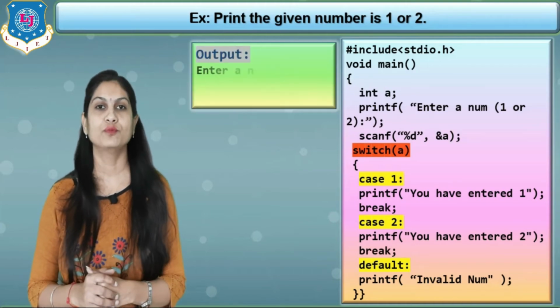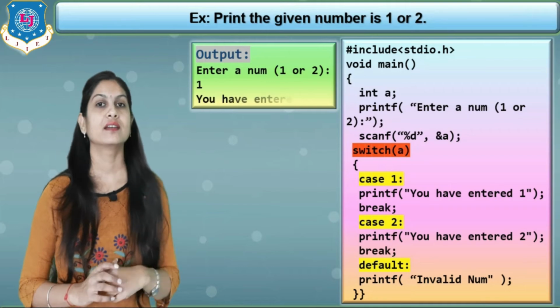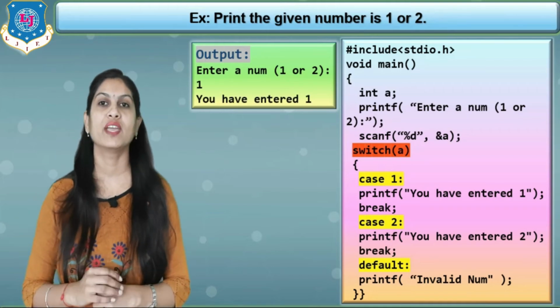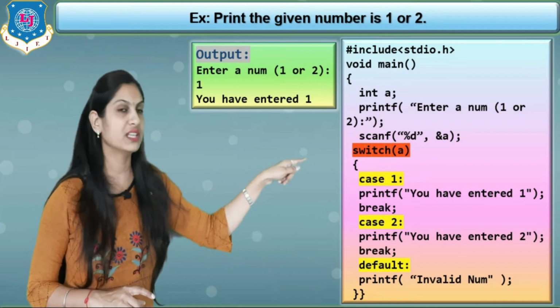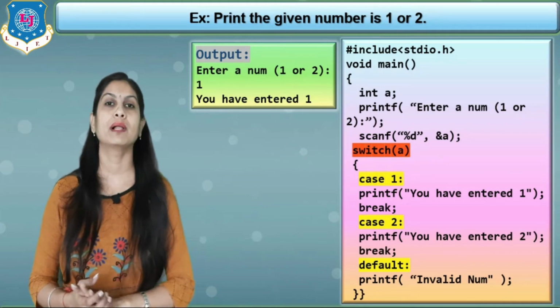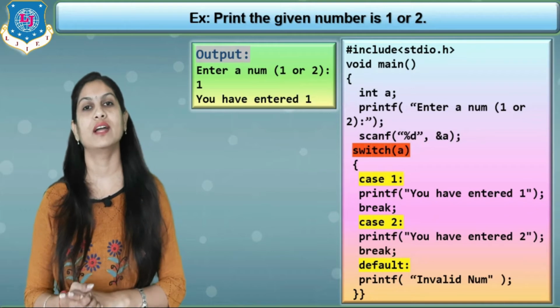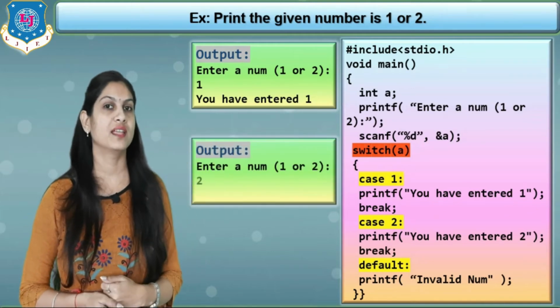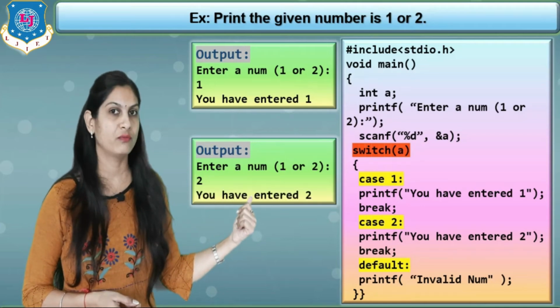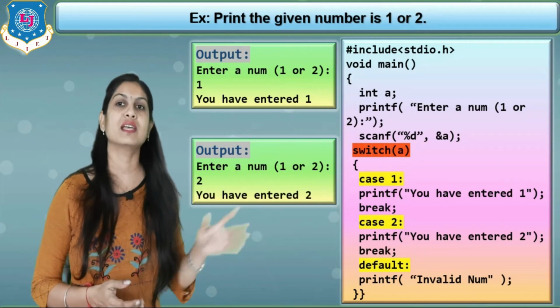Now what is the output? Suppose I enter a number and the value of A equals 1. Then A will be matched with this 1 and the simple message will be displayed: you have entered 1. But suppose you enter A equals 2, that is matched with case 2 and the message displays you have entered 2.